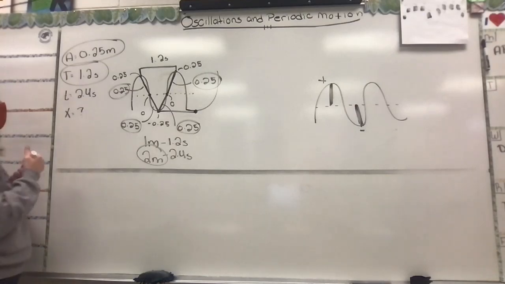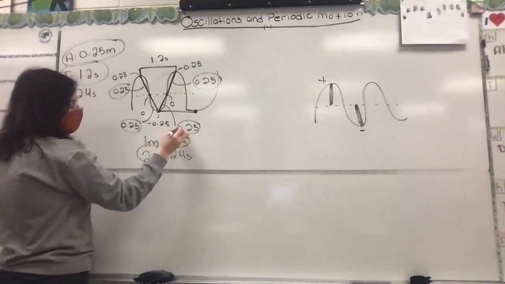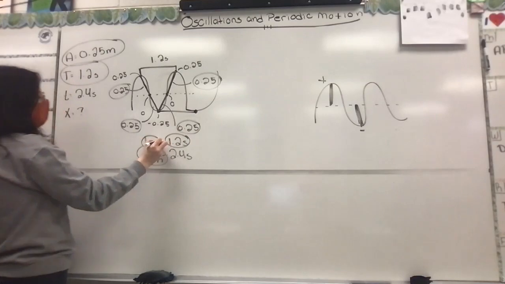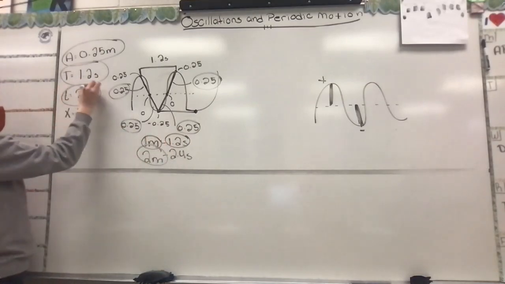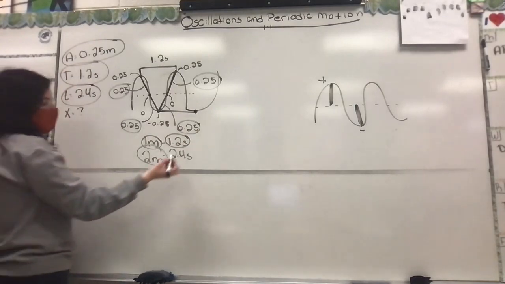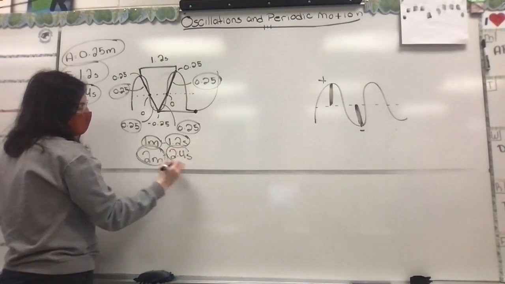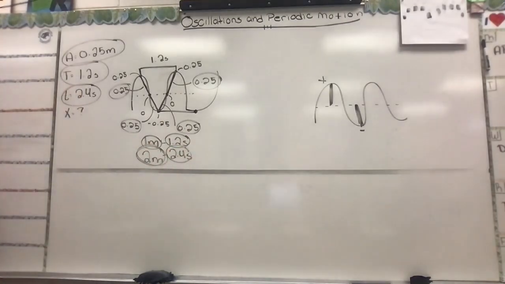Okay, so we said that after one period was covered of 1.2 seconds, that we traveled a total of 1 meter. We were asked how far did we travel after 2.4 seconds, which is 2 periods. So we said, okay, well, if we do 1 meter in 1 period, we must do 2 meters in 2 periods. That's what I was thinking. Divide the 2.4 by 2. Gives you 1.2.